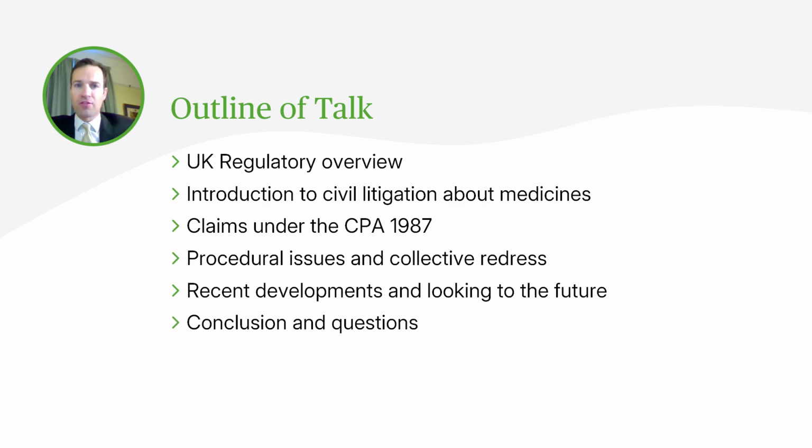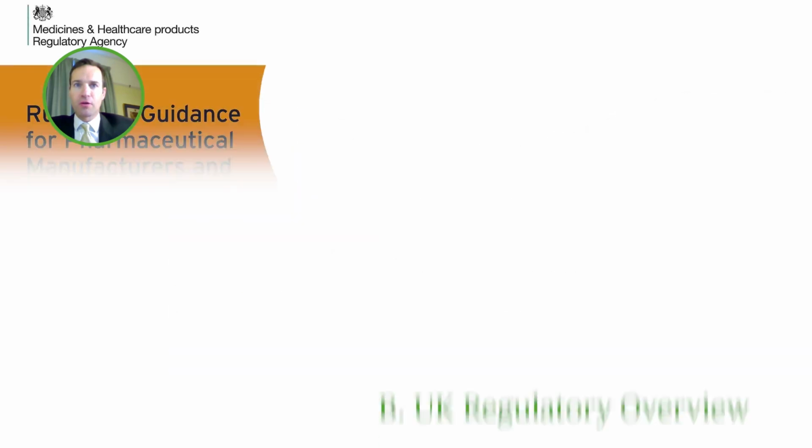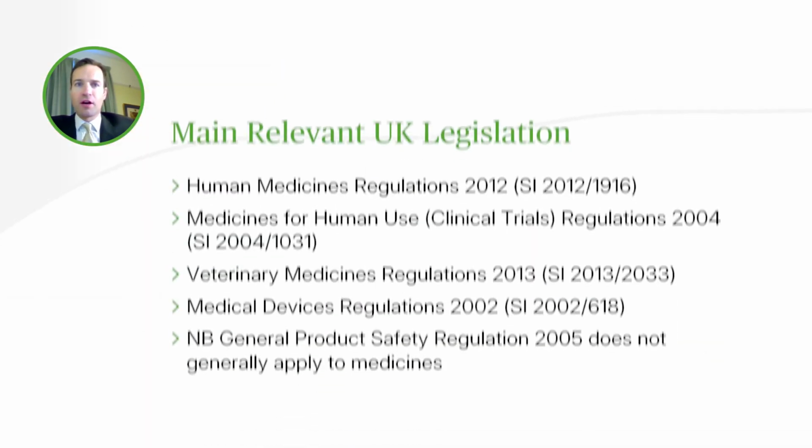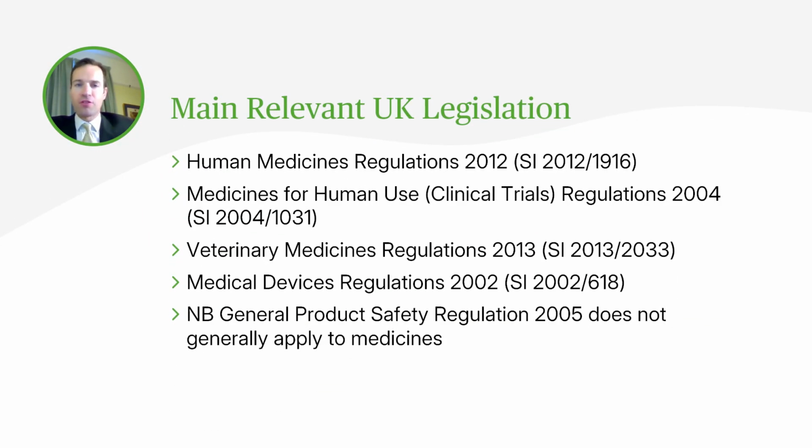But before we get into that, we need to have some basic knowledge of how medicines and medical devices are regulated in the UK, and we will turn to that now. So there on the slide are the main bits of secondary legislation in the UK which cover medical products. These cover human medicines, clinical trials, animal medicines, and medical devices.